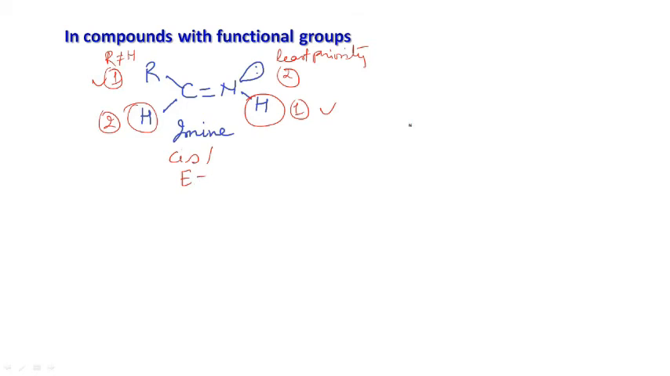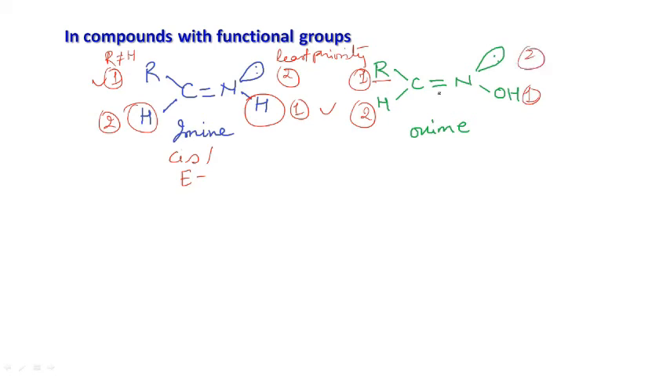If we consider the case of oximes, then similarly if R is other than H, then this will get first priority, this will get second priority, and the lone pair of electrons gets the least priority. So same priority groups are on opposite sides, so this will again be designated as E.